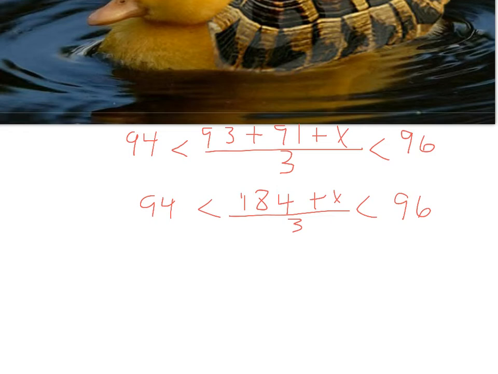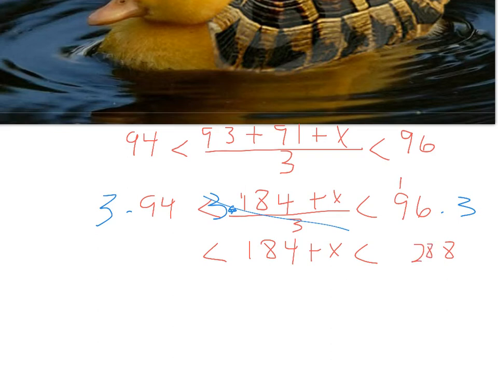The opposite of dividing by 3 is multiplying by 3. If you do that here, we have to multiply by 3 on both sides of the equation. Here that leaves us with 184 plus x. And on the sides, that leaves us, let's see, 94 times 3 is 282 and 96 times 3 is 288. You guys can check my math on that. Pretty sure I'm right though.